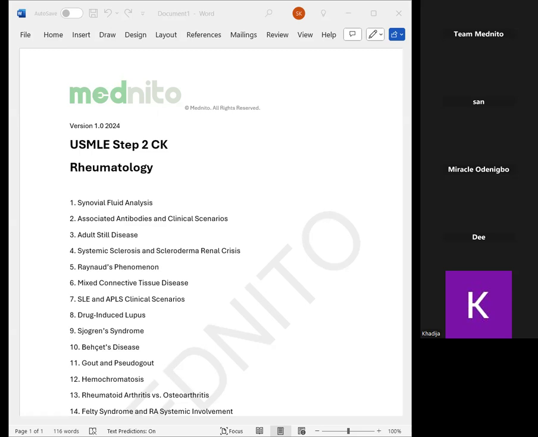When we talk about drug-induced lupus, the specificity or the confirmatory antibody changes. It is the antihistone antibody that we use for drug-induced lupus in order to confirm the diagnosis, because antihistone antibodies are 95% specific for drug-induced lupus.